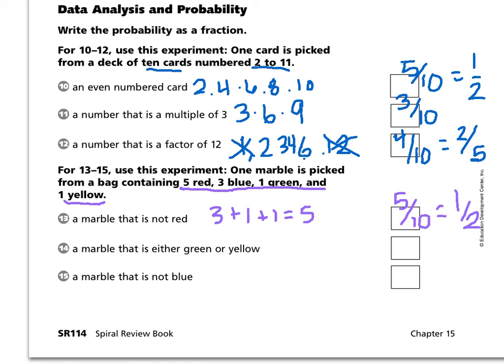A marble that is either green or yellow, so that would be 1 plus 1, so that would be 2 out of 10. Or 2 goes into 2 1 time, and 2 goes into 10 5 times, 1/5. A marble that's not blue, so that would be 5 plus 1 plus 1, which is 7/10.